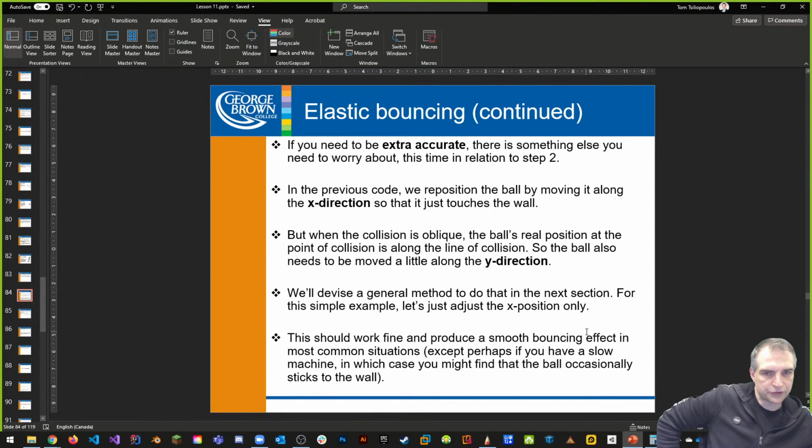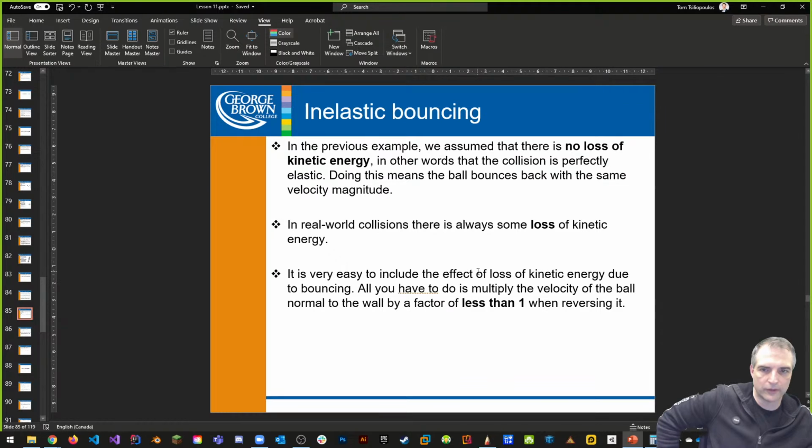If you need to be extra accurate, there is something else you need to worry about, and it's related to step 2 when we reposition. In the previous code, we repositioned the ball by moving along the x-axis only, right? But when the collision is oblique, the ball's real position at the point of collision is along the line of collision, or the angle of attack, if you will. So the ball also needs to be moved a little along the y direction, backwards, right?